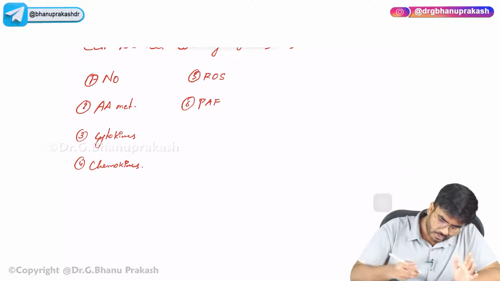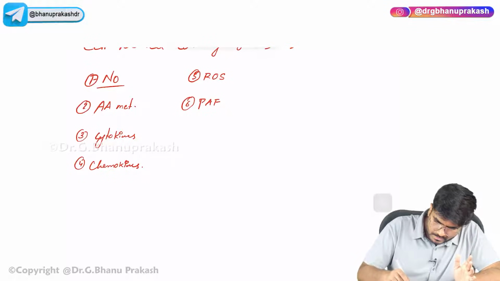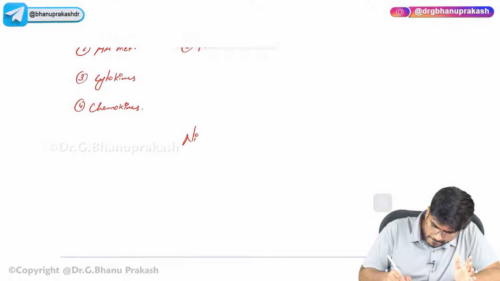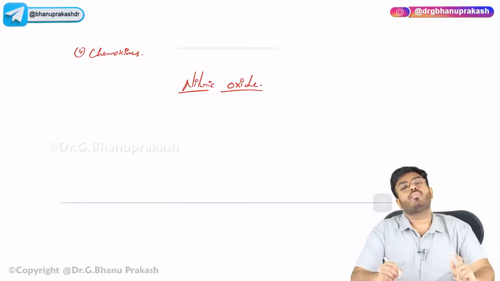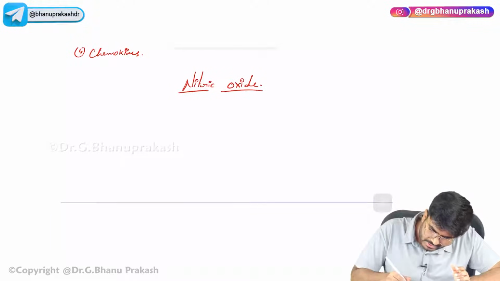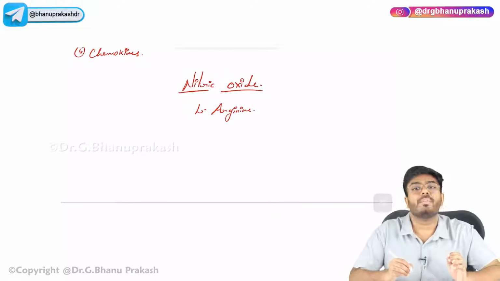Now let's begin with nitric oxide. First one, nitric oxide. Let's take the heading here, nitric oxide. So this nitric oxide, it is derived from which amino acid? Biochemistry, it is derived from L-arginine.